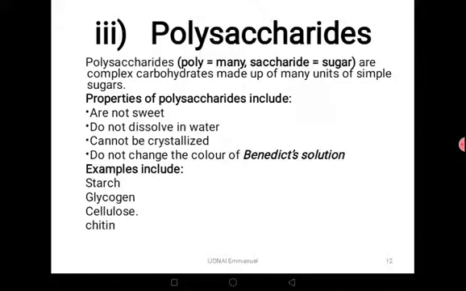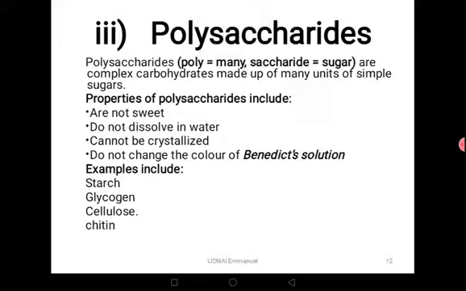And let's go to their properties. They are not sweet. Remember we said disaccharides and monosaccharides are sweet, but polysaccharides are not sweet. They do not dissolve in water. They cannot be crystallized, meaning they don't form crystals. If you grind them, they form powders. They do not change the color of Benedict solution, meaning they are non-reducing sugars. Examples include starch, glycogen, cellulose, chitin, and so on.